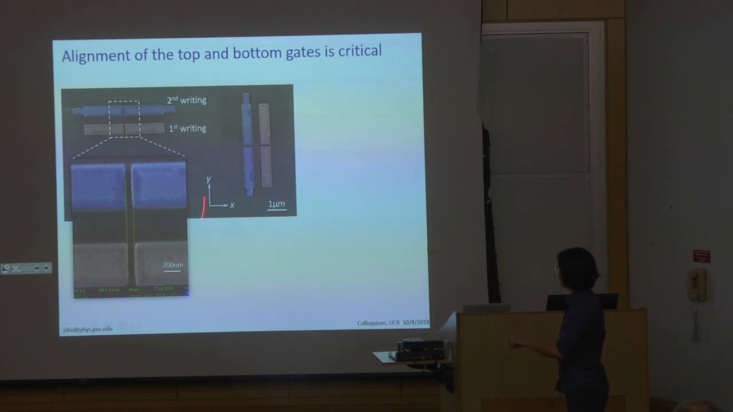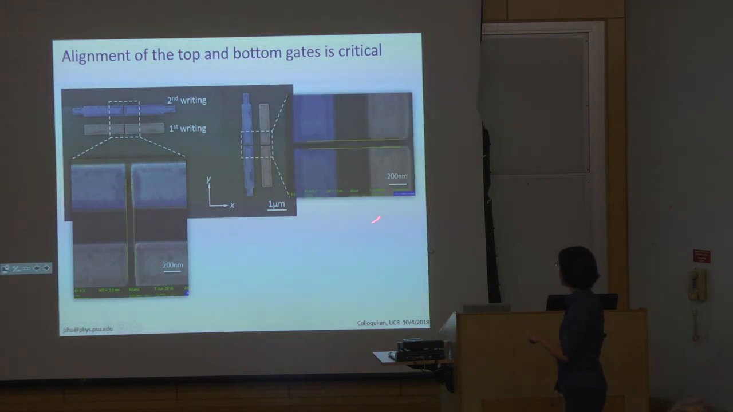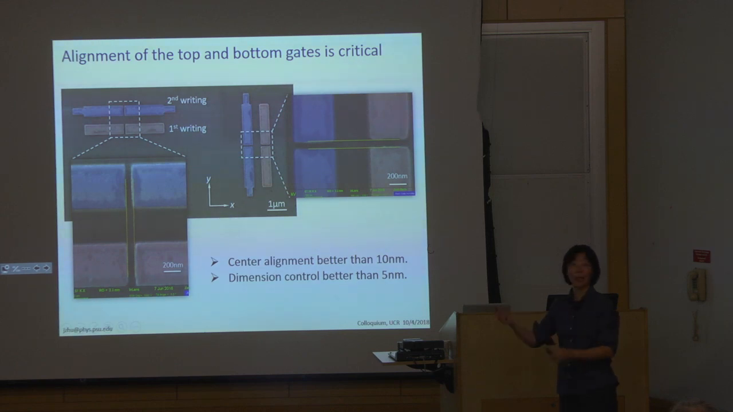In fact, these days we can do the alignment between different writings to better than 10 nanometers in both X and Y directions to make this cross structure. We can also carefully control the lift-off and dimensions and so on and so forth. Again, if anyone is interested, I'm happy to talk more about how we do these things.